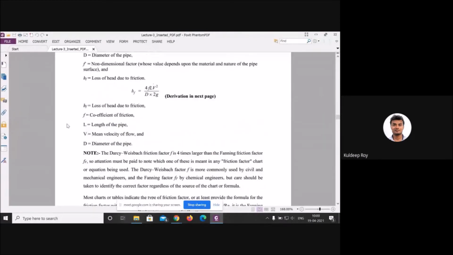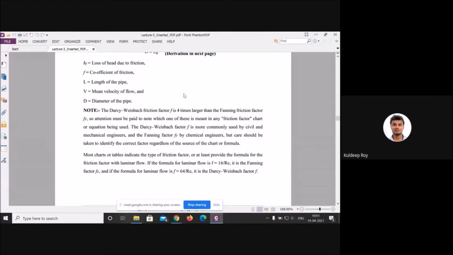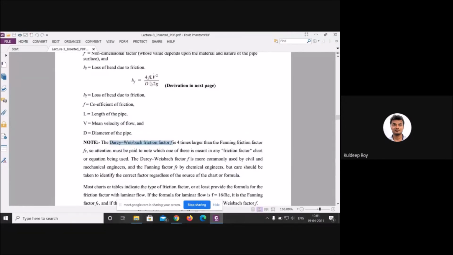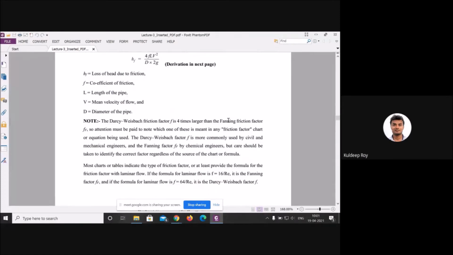Now we have derived the formula of the Darcy-Weisbach equation. One term is very famous, the Darcy friction factor, which is F. You have already been looking for F. This whole term, this F, is 4 times larger than the fanning friction factor. Don't forget, the Darcy friction factor F is 4 times larger than the fanning friction factor.